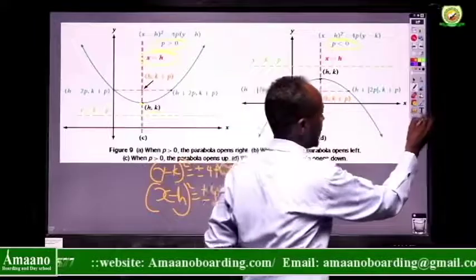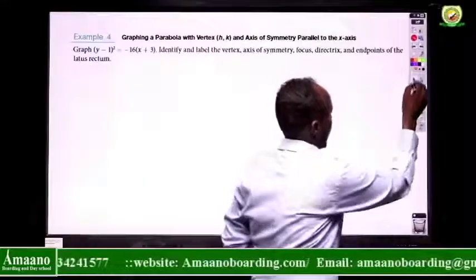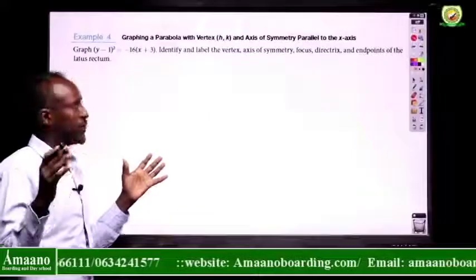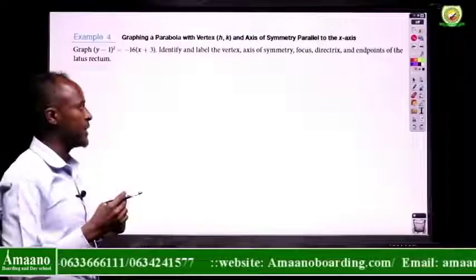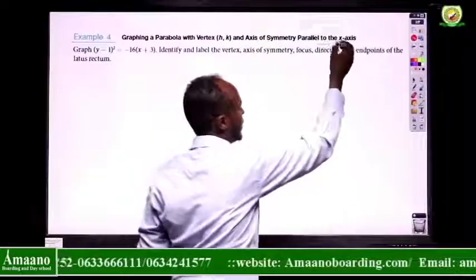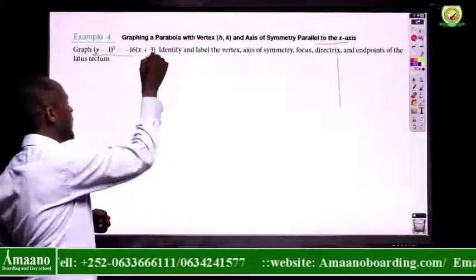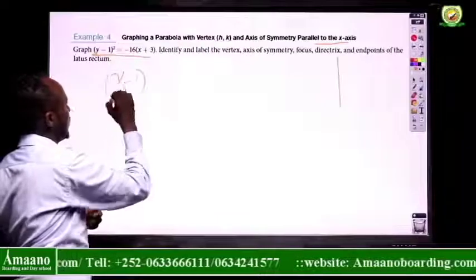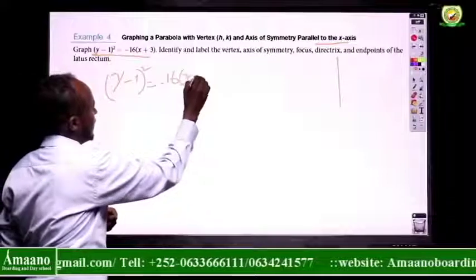Okay, let us do some examples. Here we have how to graph a parabola with vertex h and k and axis of symmetry parallel to the x-axis. Here we have the equation of a parabola. It is (y minus 1) squared equals minus 16 times (x plus 3).